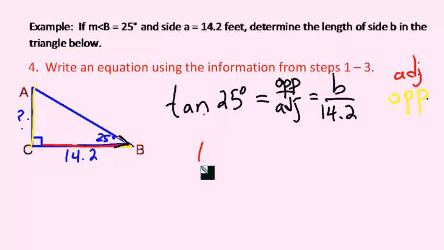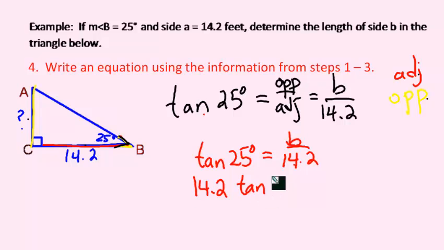So we've got tangent of 25 degrees. You want to make sure your calculator is in degree mode. If there's a DRG button, make sure the D is lit up on the screen. In this equation, to isolate the B, I would multiply both sides by that 14.2, because to get rid of a denominator, you multiply both sides by that number. So I would end up with 14.2 times tangent of 25 degrees equals B.